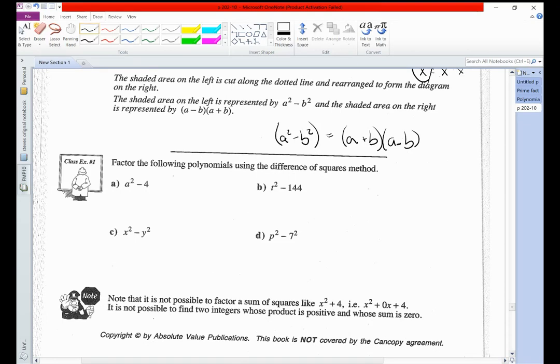Whenever you get a binomial and it says factor, what you want to do is check, is my first term a perfect square? Well, we know a squared is a times a. What about my second term? Is my second term a perfect square? Well, I can get 4 by doing 2 times 2. And there's a subtraction. There always, always, always has to be a subtraction. So whenever that's the case, we can split those into two factors where we have a plus 2 in one and a minus 2 in the other.